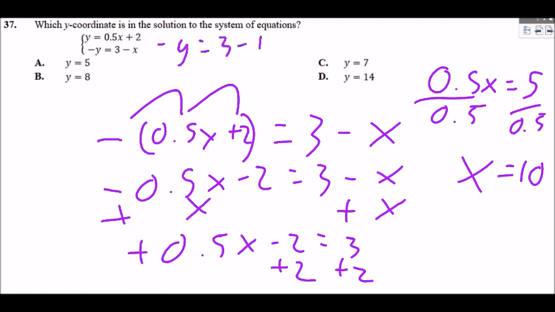So I have 3 minus 10. So negative y is equal to negative 7, which means that y is equal to positive 7.